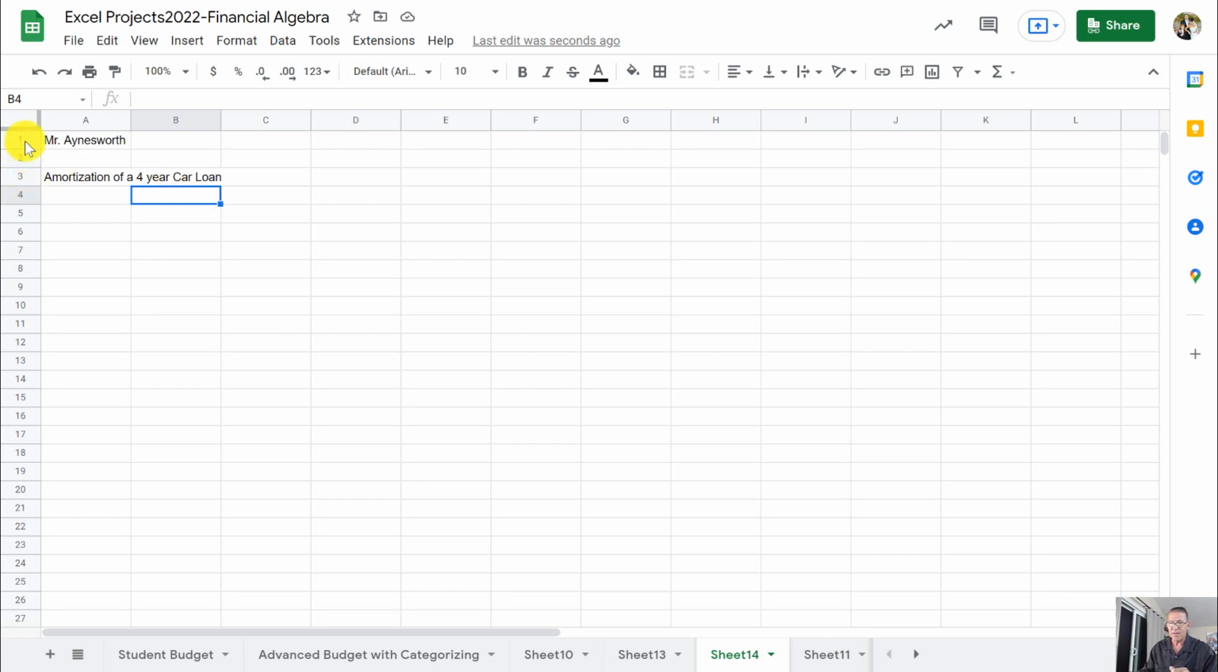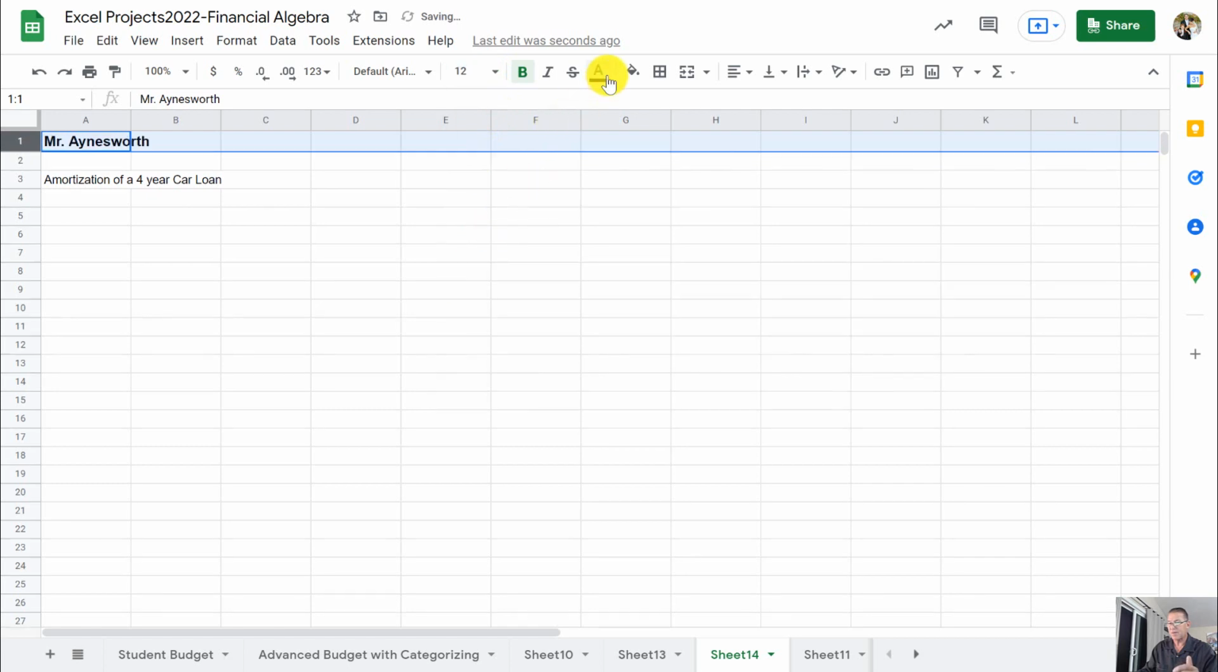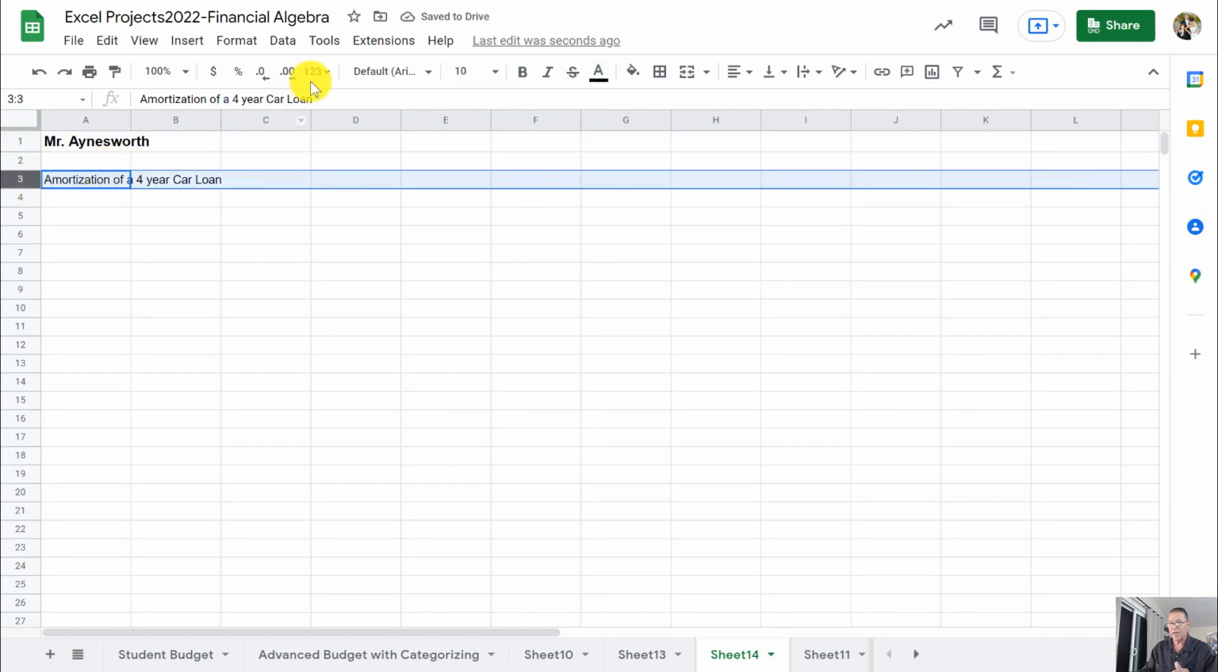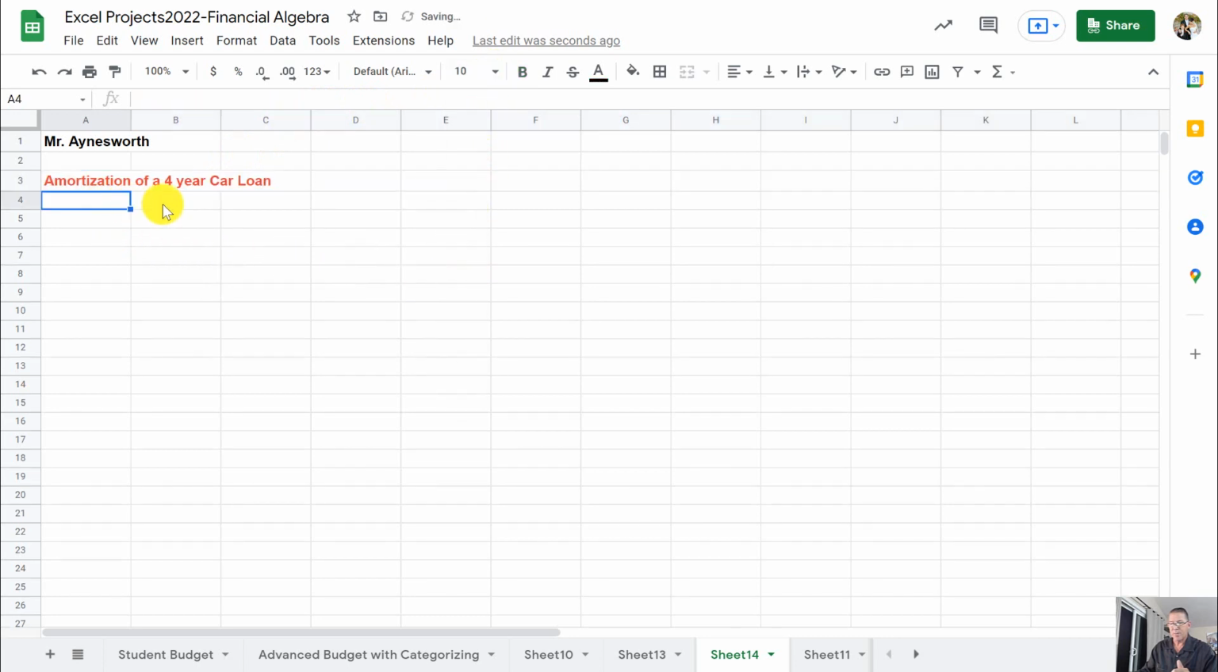Okay, so I'm going to format as I go. Like my name here, I'm just going to make that a little bit bigger, and you're going to do the same. And the title here, I'm going to make bold. I'm also going to put it in red just to have it pop out. And I'm also going to increase the size to 12 font just so it kind of pops out. Okay, so you got your name on there. You got the title of your spreadsheet. This is a 4-year car loan spreadsheet.